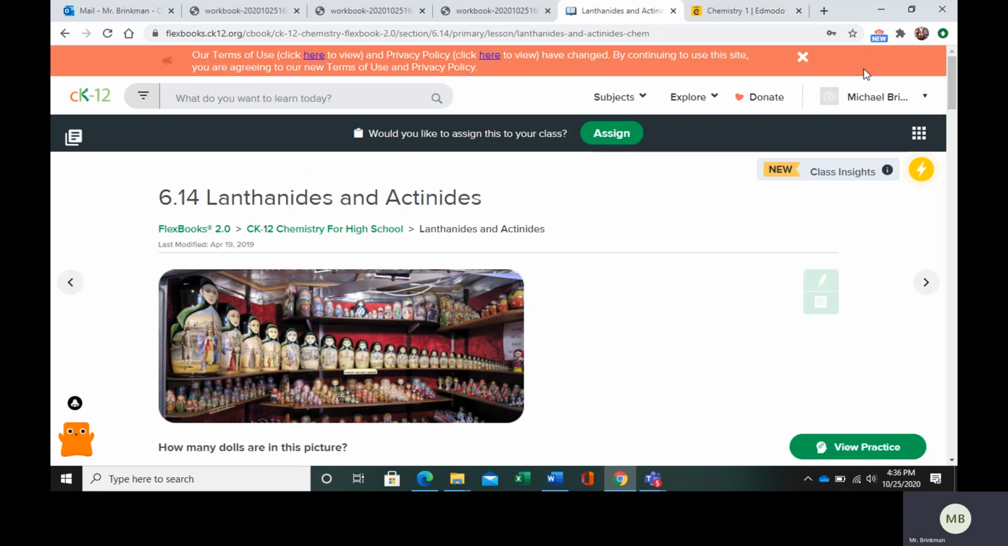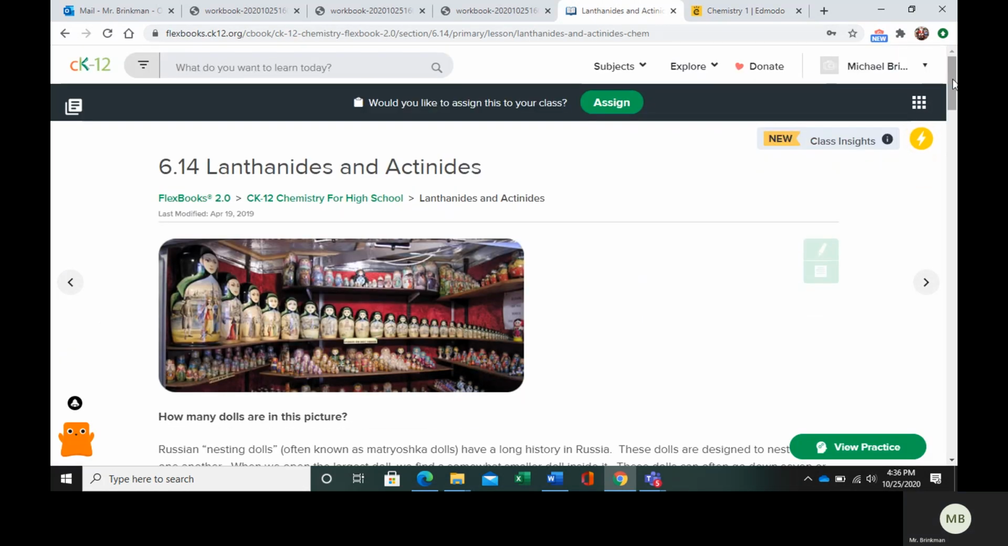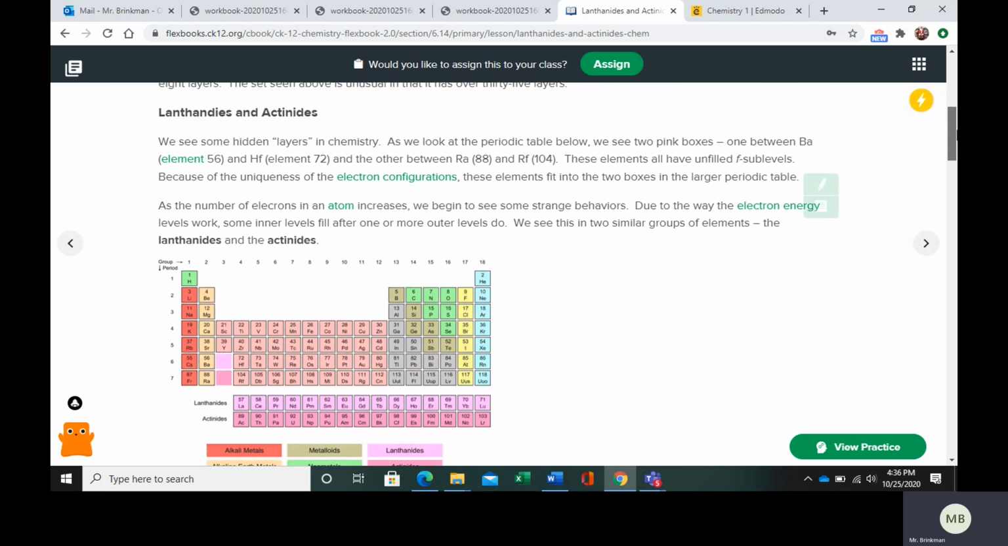Let's take a look at these elements. They're kind of hidden in the periodic table. So these are the lanthanides right here. These are the actinides right here. They kind of took this out of the periodic table, but they took it out for a reason. These are the elements that have unfilled F levels.